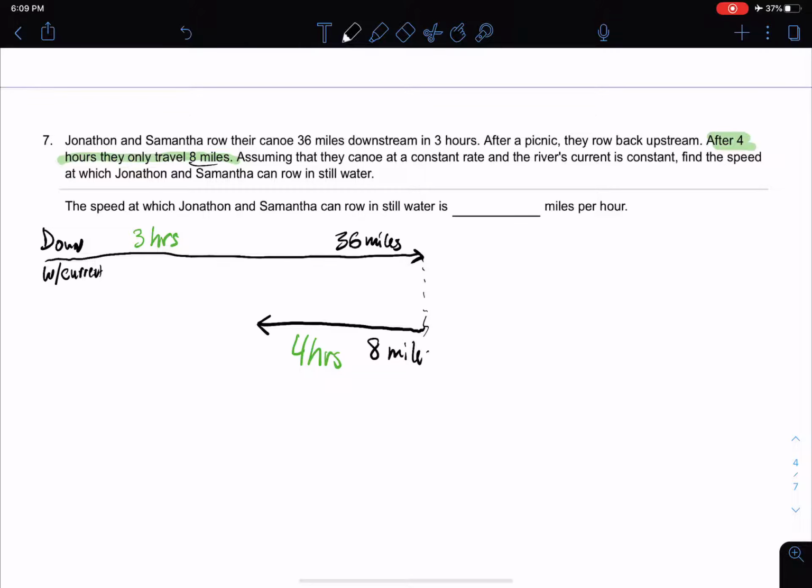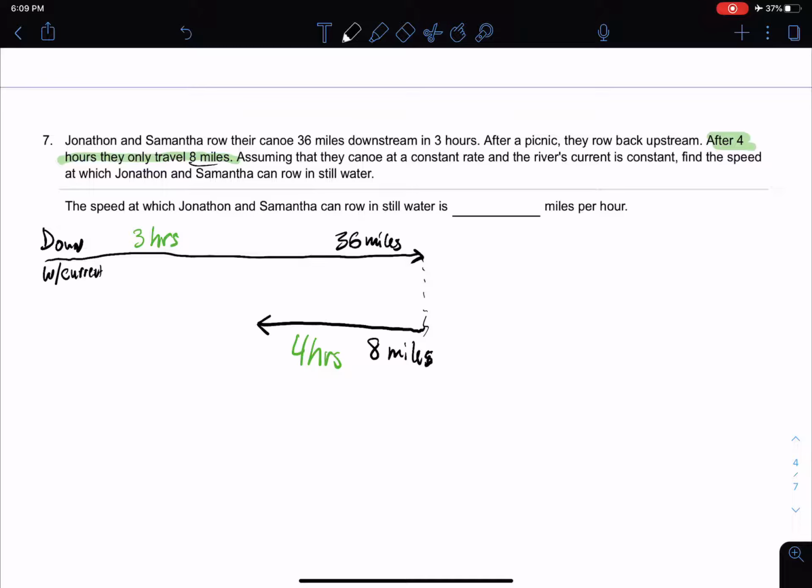That's when you start worrying. They've gone 4 hours. They did an hour more of rowing than when they went on their little happy picnic. They've been rowing an hour extra on the way back, and they've only gone 8 miles, and they have to go a total of 36 miles. This is sounding like it is going to end poorly.